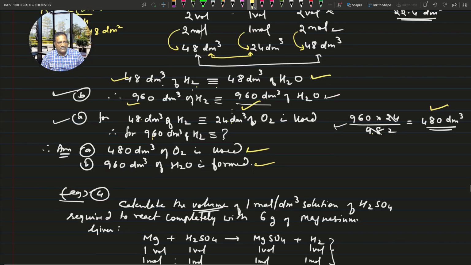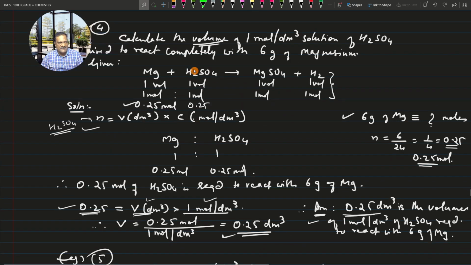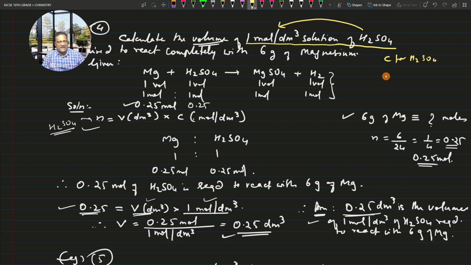Now let us move on to the next example, that is example number 4. It says calculate the volume of 1 mole per decimeter cube solution of sulfuric acid. Now by this what you mean is they have given you sulfuric acid whose concentration is this. Mole per decimeter cube is the unit for concentration. So C value is given. The concentration value for H2SO4 is given as 1 mole per decimeter cube. Mole per decimeter cube is the unit of concentration.